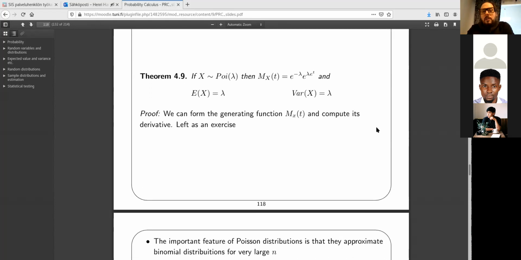The thing about the Poisson distribution is, well, you can skip the fact that it has a moment generating function. We can calculate its derivative and so forth, but we'll skip that for now. The thing is that it has the parameter lambda, and lambda is both its expected value and its variance. So when lambda is very small, it also has a small variance, and the distribution is very close to zero.